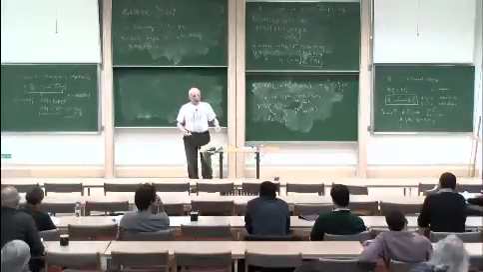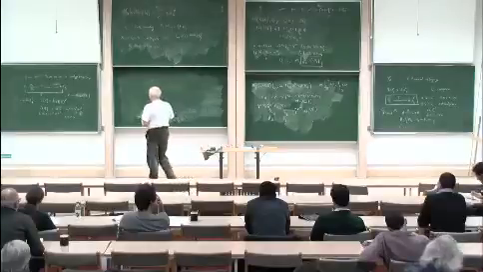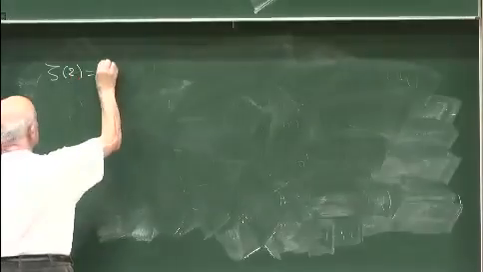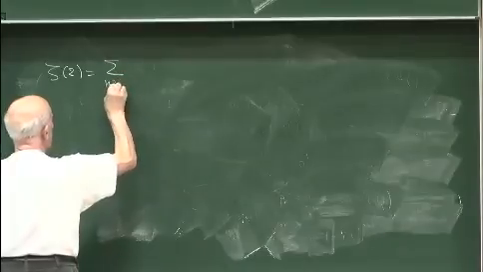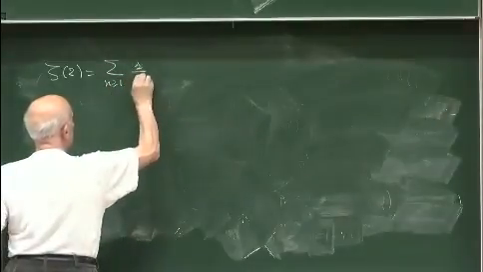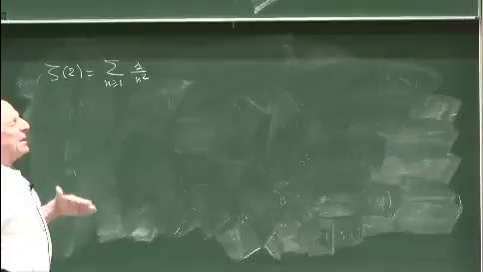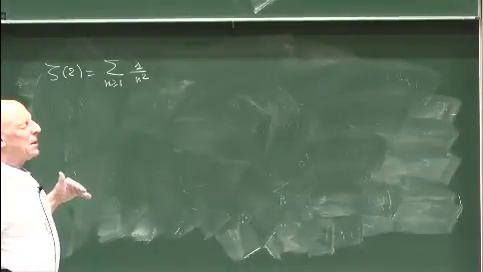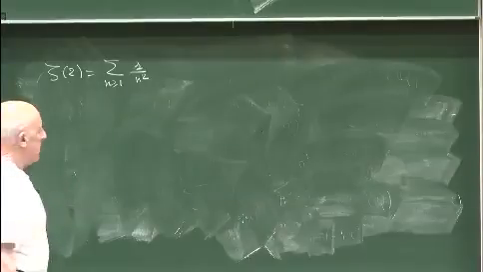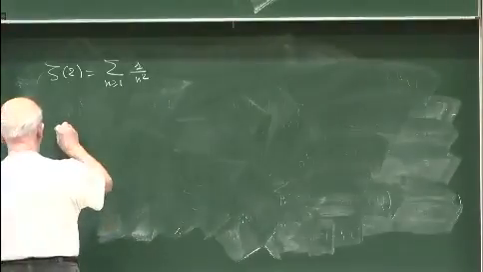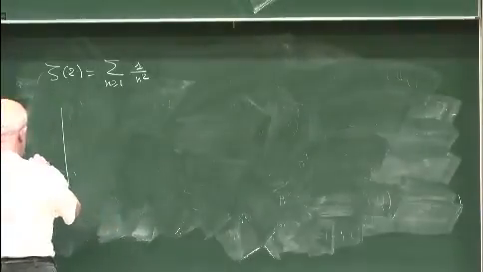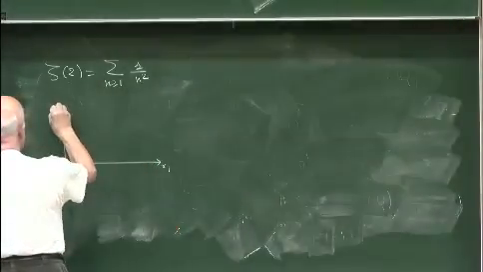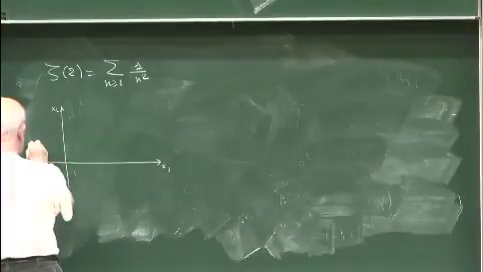Okay. I take zeta of 2, a very simple example, which is the sum of 1 over n squared. I represent it as follows. I take a plane with two coordinates, x1, x2, and I draw these lines.